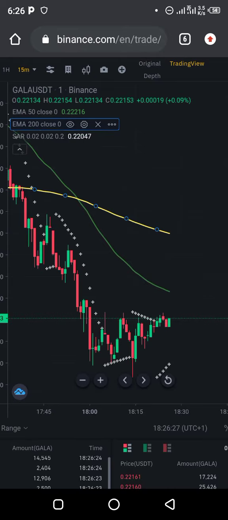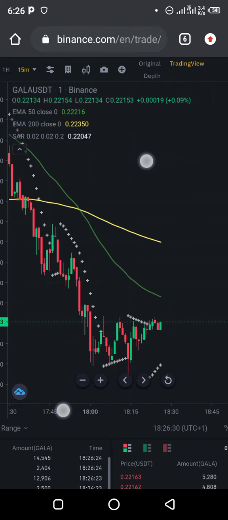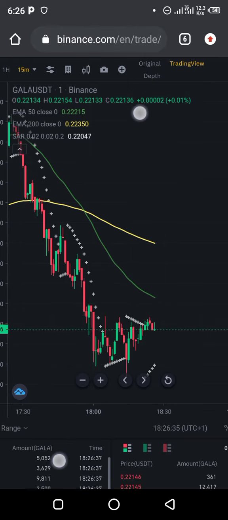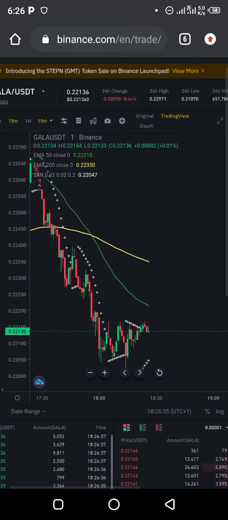All right, so you can see clearly now. Good. So we have our EMA set up, and we have our parabolic SAR indicator set up.